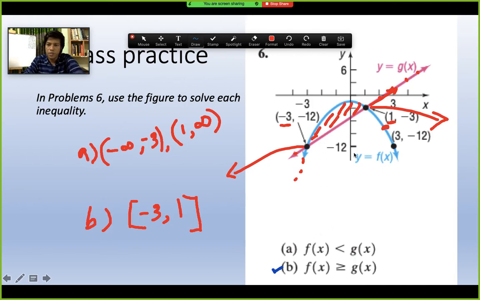The very useful thing is to spot the line and look at where they intersect. Which part is above the line, which part is below the line? Of course, you can see this part is above the line. From -3 to 1, this part of the parabola is above the line. That means the other part is below the line. This way also you can decide, or we can just look at the graph and do it step by step. That also works.